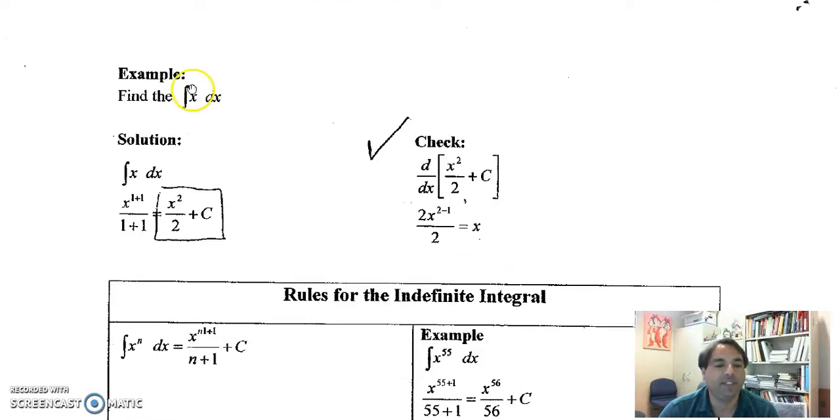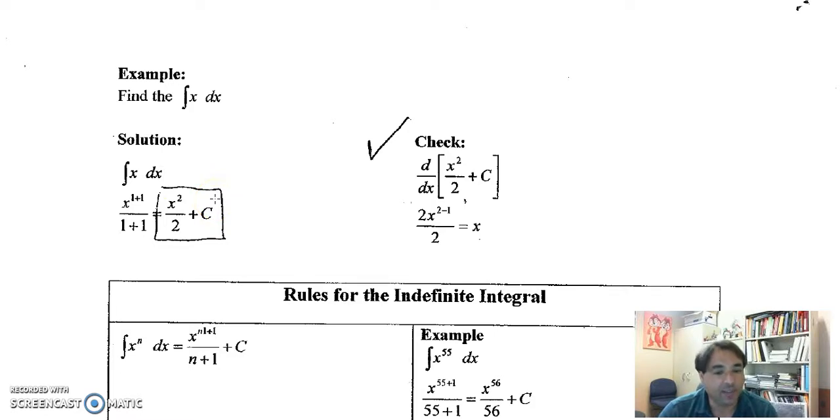So if I was going to take the antiderivative or integral of x with respect to x, what would I do? Well, this is x to the 1, so I'd add 1. 1 plus 1 is 2. And then I would divide by the 2. So the antiderivative of x, or the integral of x with respect to x, is x squared over 2 plus c. Got to have that plus c, because if there was a number there, it's represented now.